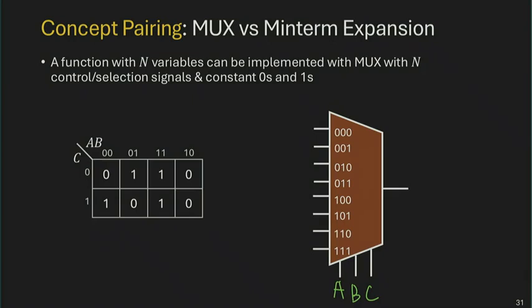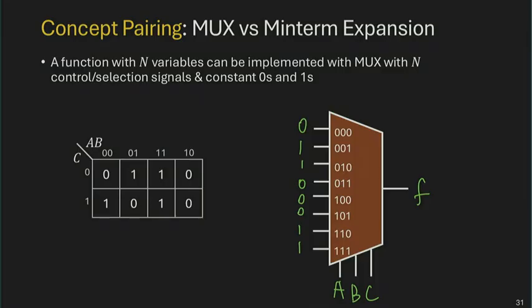I use them to select some constants. So if ABC is 0, I want my output function to be a 0. So I just connect the constant 0 to 0, 0, 0. 0, 0, 1 is a 1. 0, 1, 0 is a 1. And then a 0. 0, 0, 1, 1. That's essentially the output column of my truth table based on ABC.